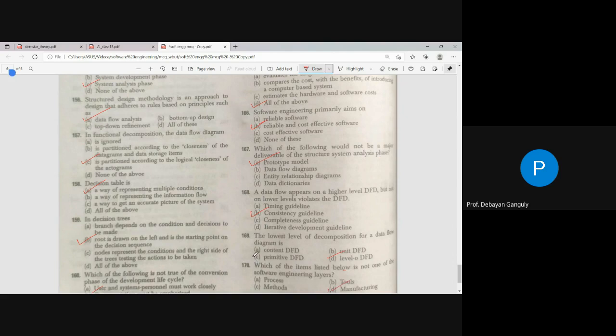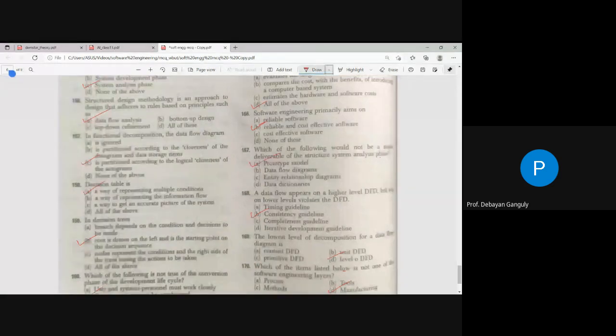That's all. These are the corresponding MCQs that may come. So you just go through them once.